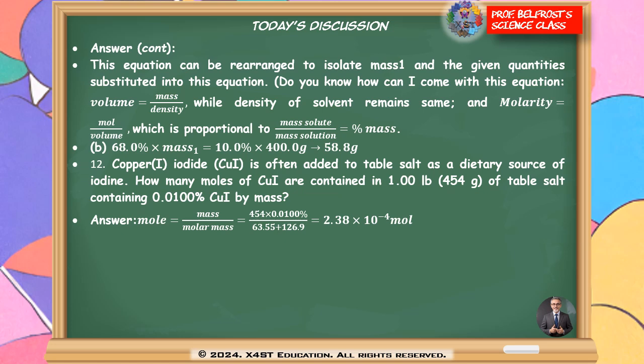Number 12, the last one. Copper(I) iodide is often added to table salt as a dietary source of iodine. How many moles of copper(I) iodide are contained in 1 pound, or about 454 grams, of table salt containing 0.010% copper(I) iodide by mass? Actually it's very easy. Mole is mass by molar mass, as I've outlined before. That is all about the problem.